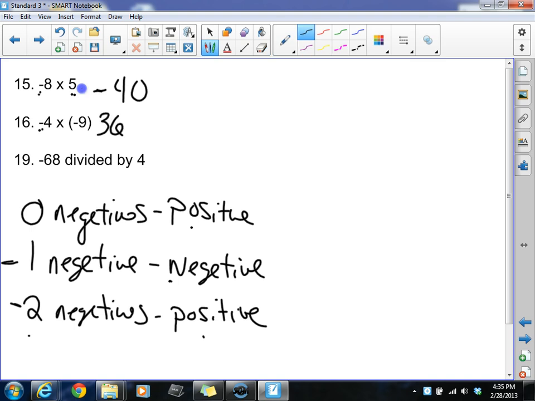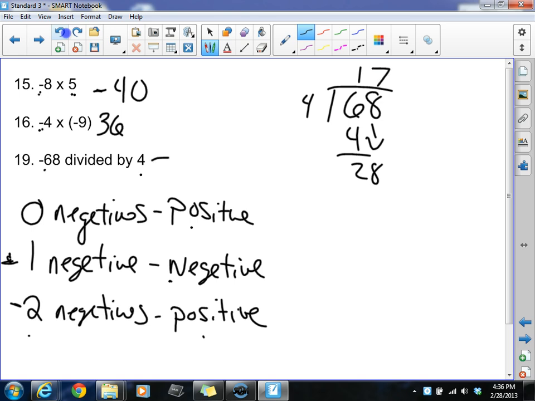There we go. Now, with our division, we're going to follow the exact same rule. Now I have 1 negative and 1 positive, so I'm going to follow this rule right here again. So, 68 divided by 4. Try that again. There we go. So my answer is going to be a negative 17 because my answer will be negative. So that is the basic part.